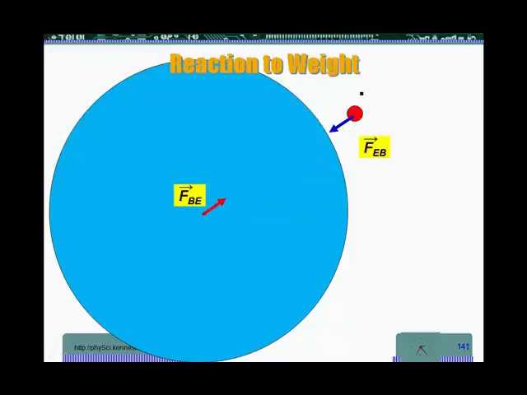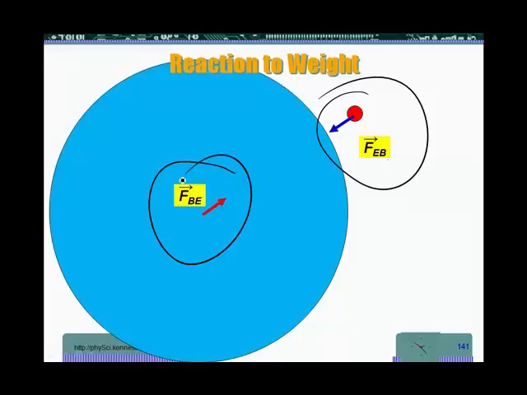Now, what if I have an object in free fall at the surface of the Earth? What would be its weight? Same thing as we had before. A force exerted by the Earth on the ball. And the reaction is a force that the ball exerts on the Earth. It does not matter if they were touching or not. The gravitational force is not a contact force. So it's the same force, equal in magnitude, and opposite in direction. And the magnitude is going to be the weight of the ball at that point.